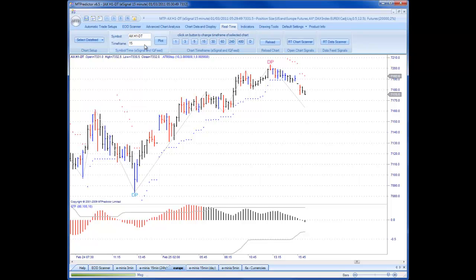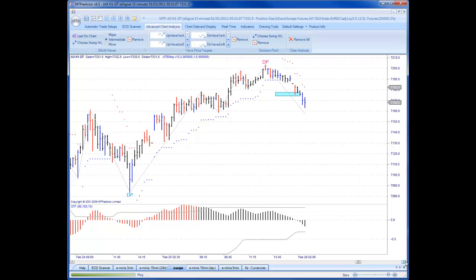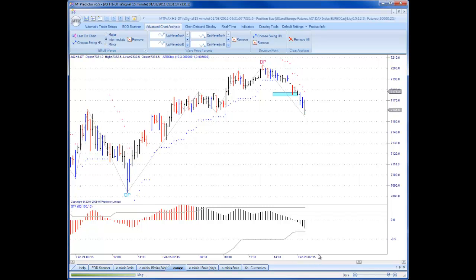So here's a 15-minute chart of the DAX going into February the 28th. As you can see, we have the market declining down, so let's put the support zones on. For this we use our decision point tool, we choose swing high or low. Here's the last pivot low, we click on this. As you can see, the market's found support here. However, as we go into the start of February the 28th, which is here, the market's gone through this, so we then look at the next level.